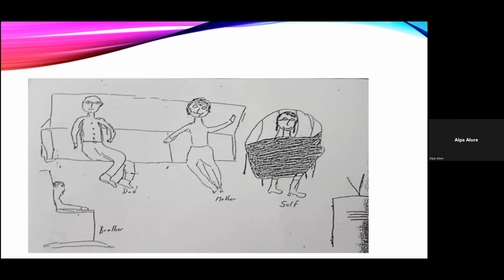This is another one, where you can see that there is a family sitting, there is a TV, and the person has drawn himself, the mother and the father on the sofa, and there is a brother. And then we question them: what are they doing, what is each individual doing, what are their thoughts, what are they feeling, what are they speaking?